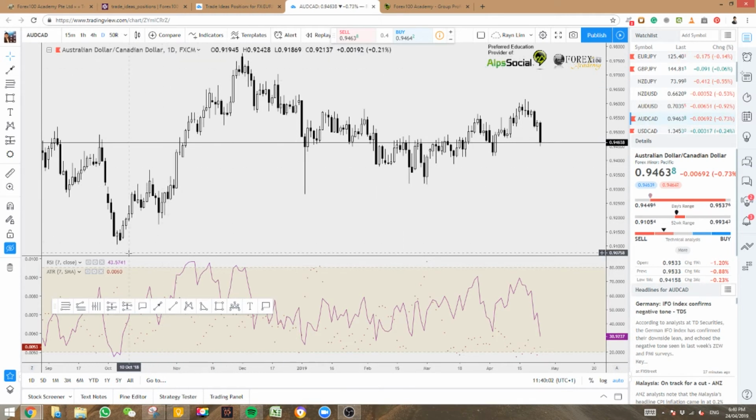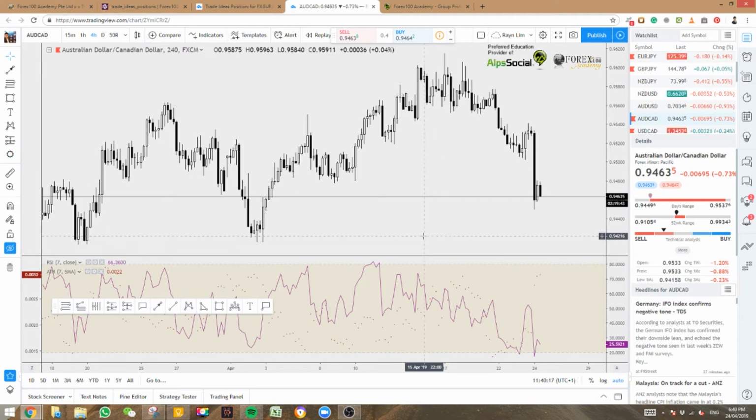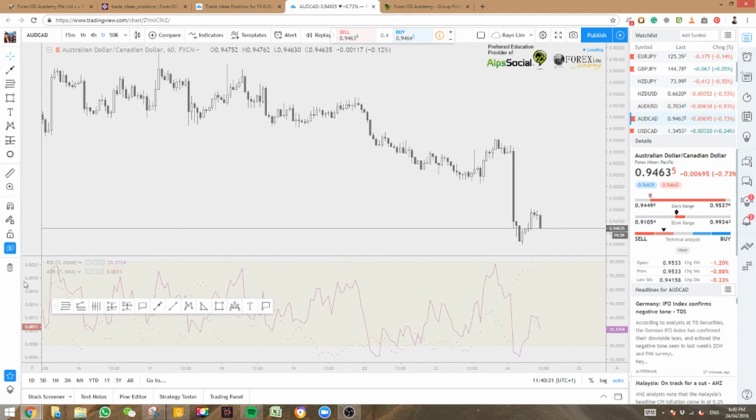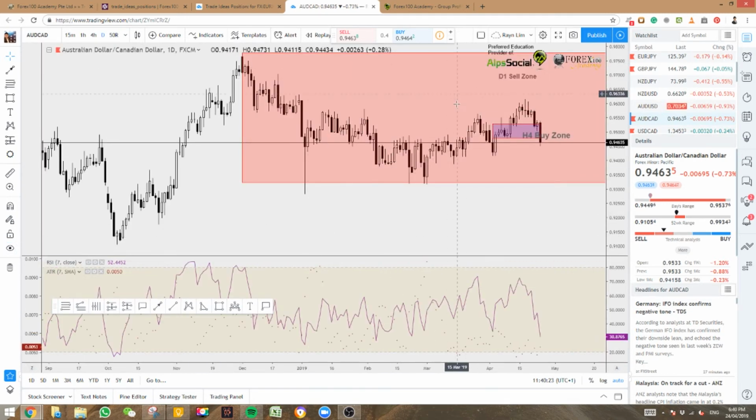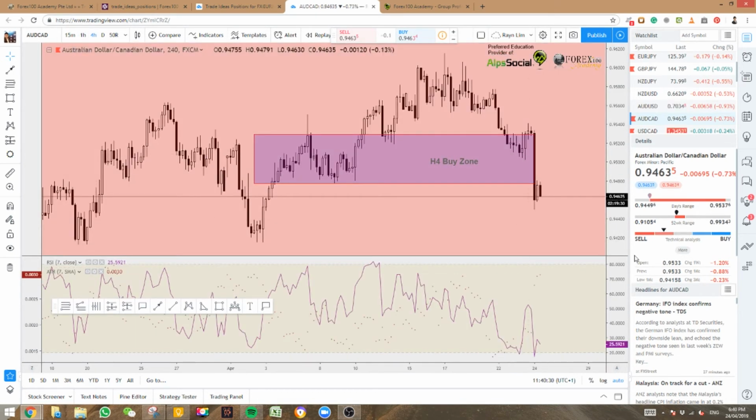Uptrend, came down, retracement. Alright. We might even have a harmonic pattern, so take note of that. To the 4-hour chart, nothing much for me. 1 hour, nope. Daily chart, very big sell zone. Then head down to 4 hour, buy zone at this area that got broken, so it's no longer valid. Delete.